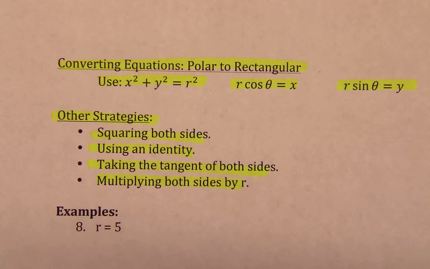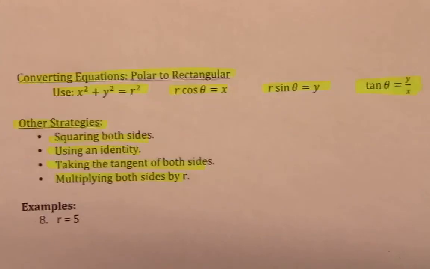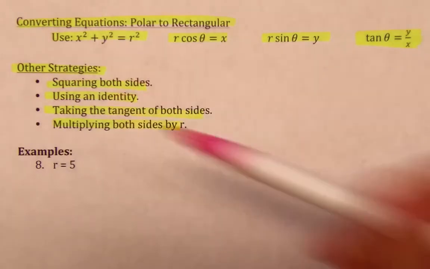So that was practicing going from rectangular equations to polar. Now we're going to go the other way. So now we have polar equations. We want to turn them into rectangular equations. And again, this is a little bit tougher, but it's not too bad. And these are some of the strategies we can try.